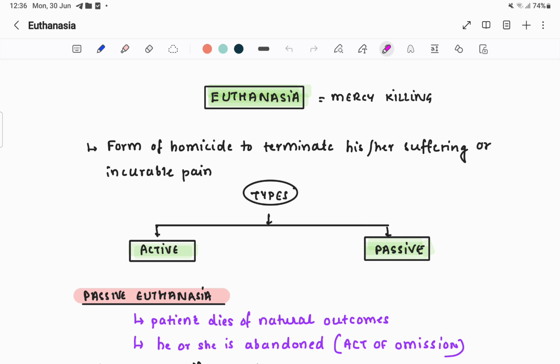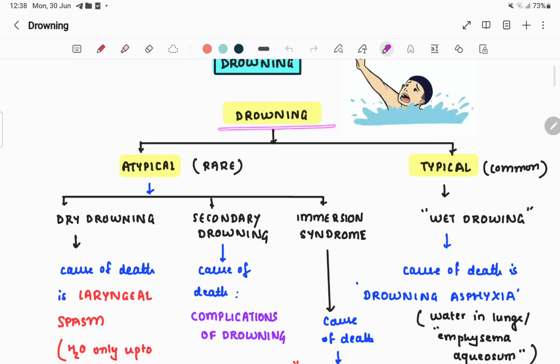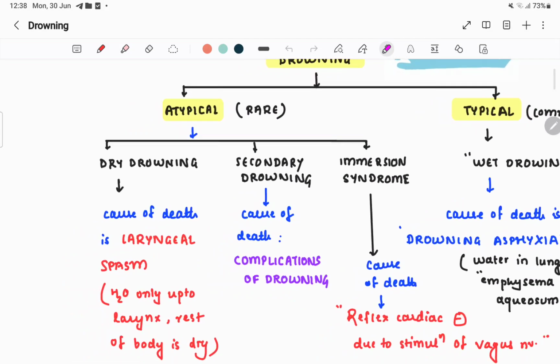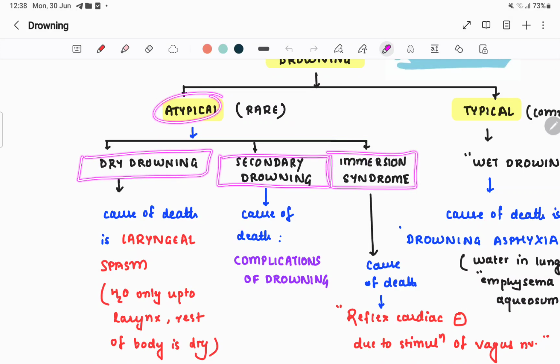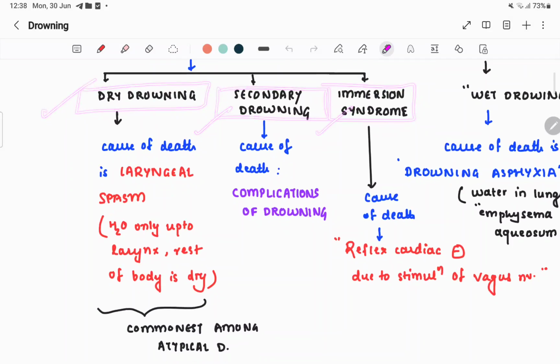Let's move on to a very important topic, which is the next topic. Let's start with the topic drowning. Drowning means forced involuntary submersion into water. Drowning can be atypical or typical drowning. Atypical is the rare form, typical is the common type of drowning. Atypical drowning may be dry drowning, secondary drowning and immersion syndrome.